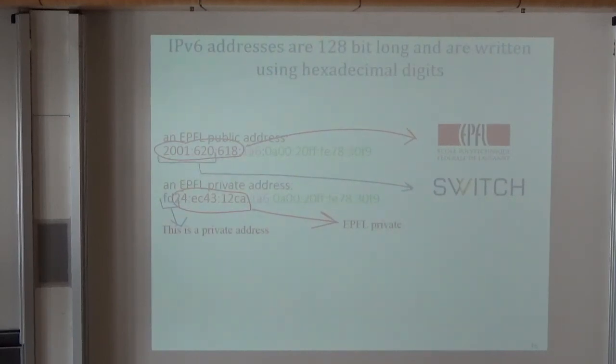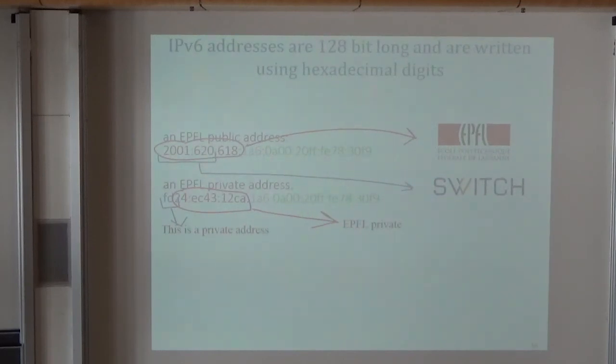An EPFL public address starts with 2001. This prefix was standardized in 2001, but it's not the number 2001 because it's a hexadecimal number. It's a much larger number, but people will read it as 2001. 620, 618, this is the prefix of EPFL.